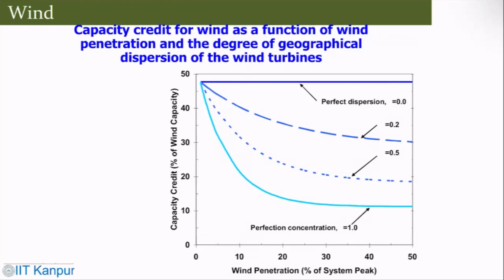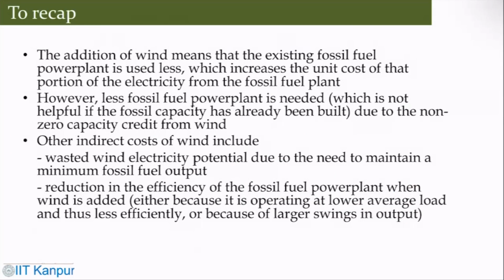So this is another graph of capacity credit for wind as a function of wind penetration and the degree of geographical dispersion of the wind turbines. You can see how these things are obviously important when you are talking about system level capacity. So let us try to recap things. The addition of wind means the existing fossil fuel power plant is not useless, but it increases the wind cost.